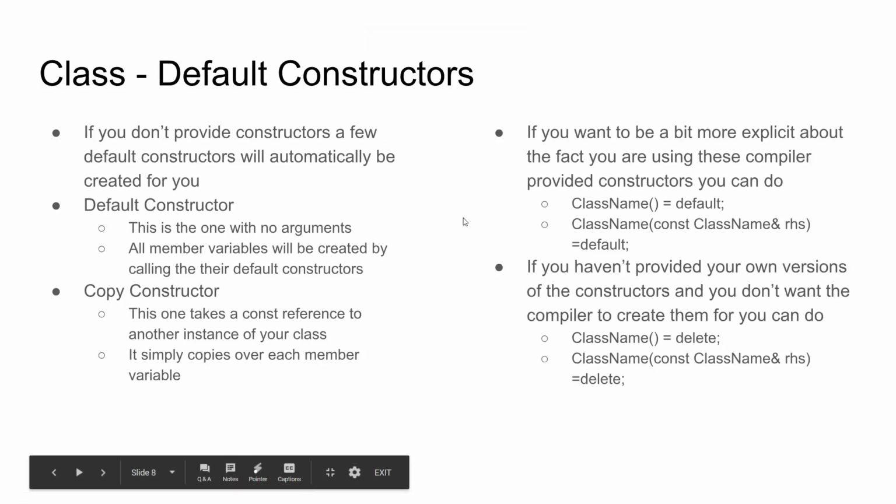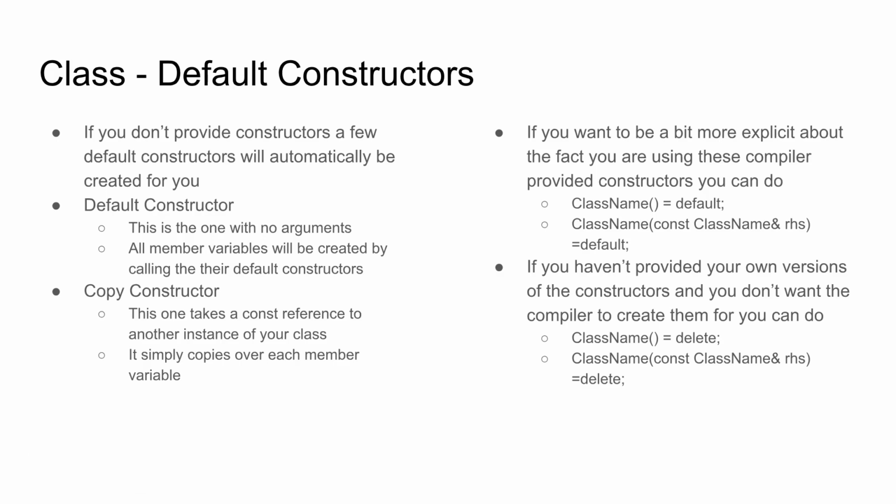Some things to note: if you don't provide a constructor, a few default constructors will automatically be created for you. The default constructor, again, is the one that doesn't take any arguments. All members will be created by calling their default constructor, the parentheses with no values inside of it. Also, a copy constructor will automatically be created. It'll take a const reference to another class and simply copy over each member variable, which we'll create in a second.